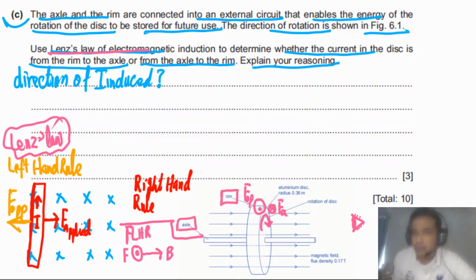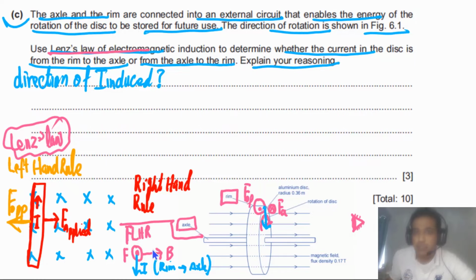So let me use different colors. It means current is down here. So this is the direction of current. Let me also draw this arrow here. So this is the direction of current, which means current is from rim to the axle. You can choose any point, and you will find the direction of current is always from rim to axle. So this is how we can answer this question. I hope this is clear to you.